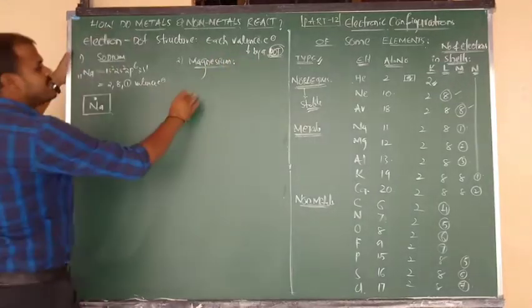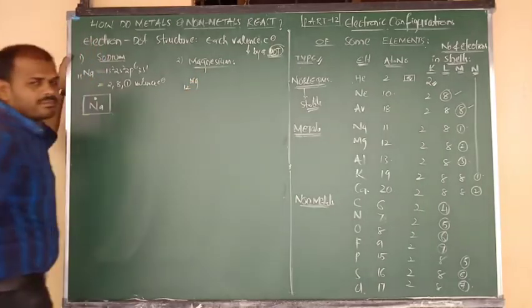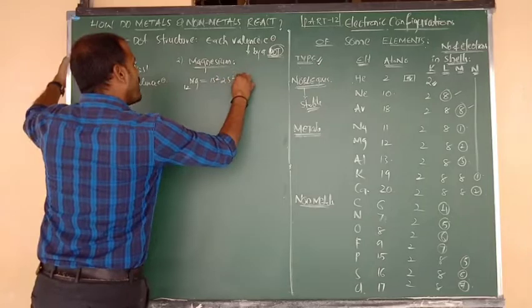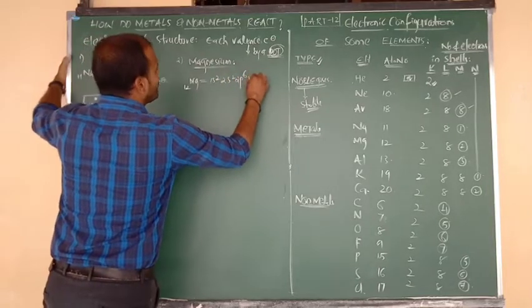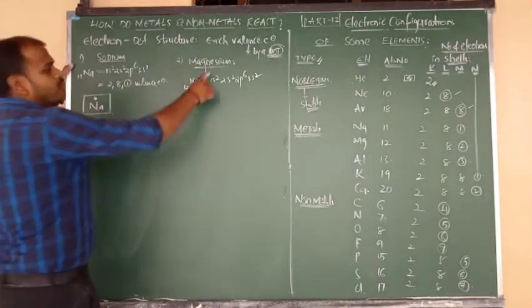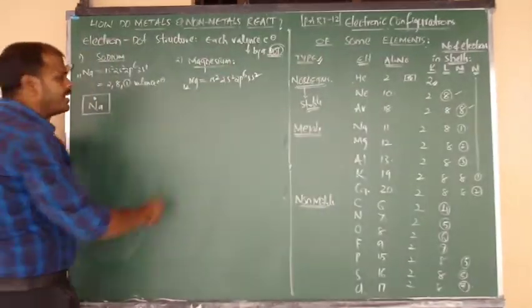Magnesium. What is the symbol of magnesium, beta? Mg. What will be its atomic number? 12. And what could be its electronic configuration? 1s2, 2s2, 2p6, 3s2. Total 12 electrons are there. 2 plus 2, 4, 4 plus 6, 10, 10 plus 2, 12. Understood, beta? Good.